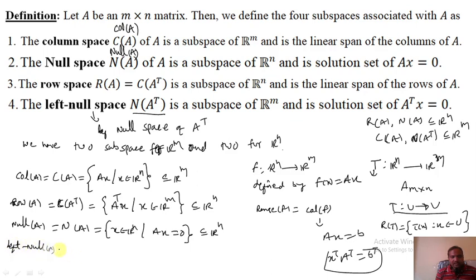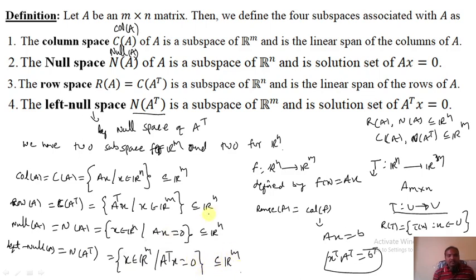Left null space of A, or null space of A transpose. This is the same as the set of X belonging to R power M such that A transpose X equals 0. This is a subspace of R power M. This is the way you can define the four subspaces. I will discuss how to find these four subspaces associated with a given matrix.